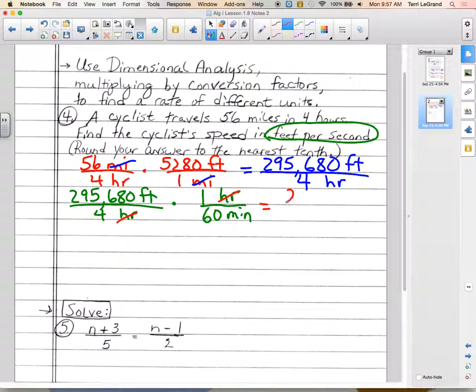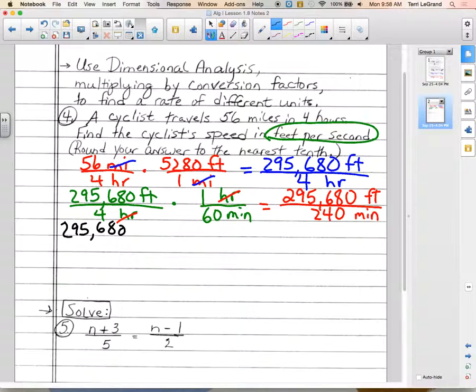We have 295,680 times 1, so that stays 295,680. What are those? Feet. And downstairs we have 4 times 60, 240. And those are minutes, okay? So could we stop now and divide it out and say we have our answer, feet per minute? No, we need feet per second, so we're going to keep going.